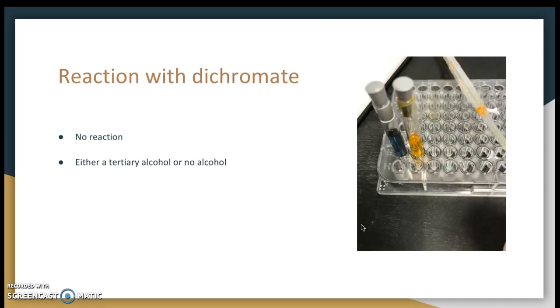Then for the reaction with dichromate, we placed 8 drops of ethanol in one test tube. Then we added about 3 drops of 0.1 molar dichromate. Then in another test tube we added 10 drops of our unknown compound, and then we added another 3 drops of 0.1 molar dichromate. And then we compared the two results. By looking at it, we saw that there is no reaction, which leads us to the conclusion that it's either a tertiary alcohol or it's not an alcohol at all.